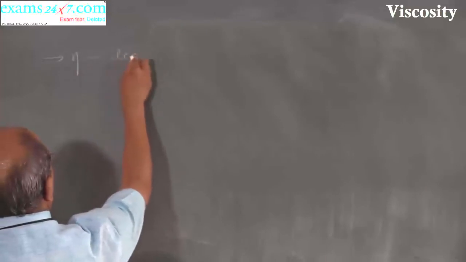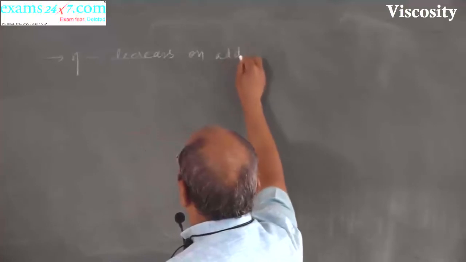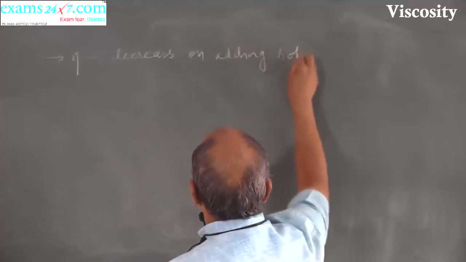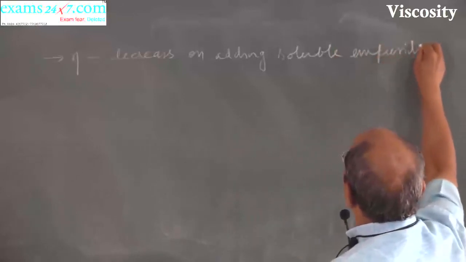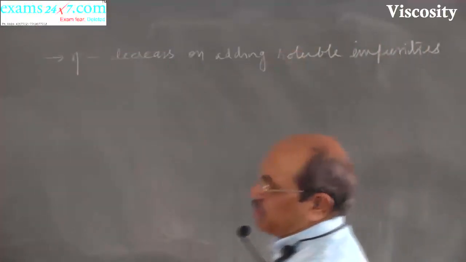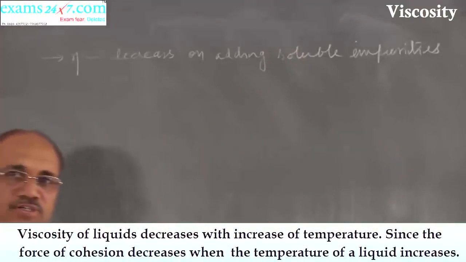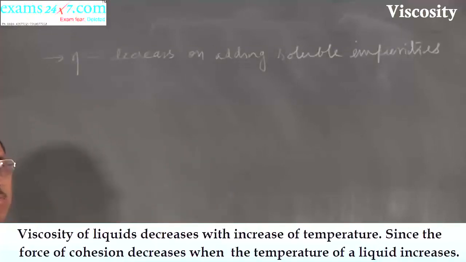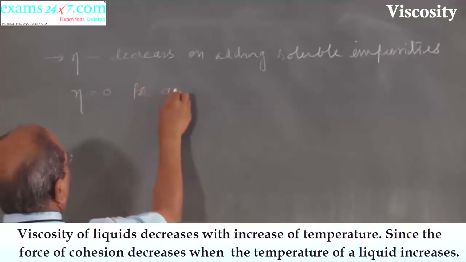Coefficient of viscosity, like surface tension, decreases on adding soluble impurities. Both coefficient of viscosity and surface tension are similar in respect of temperature and adding impurities. They decrease with rise of temperature and adding impurities. And coefficient of viscosity is 0 for an ideal fluid.